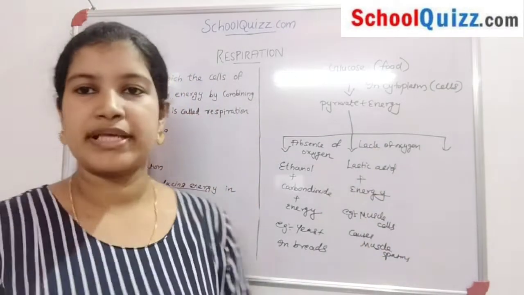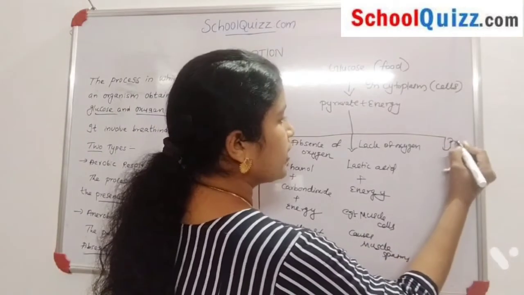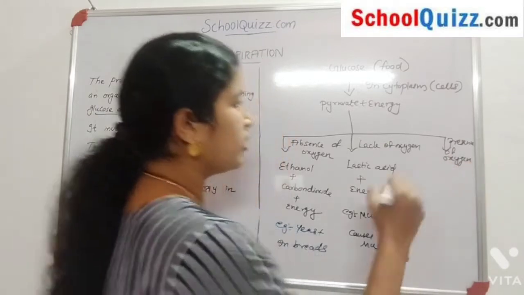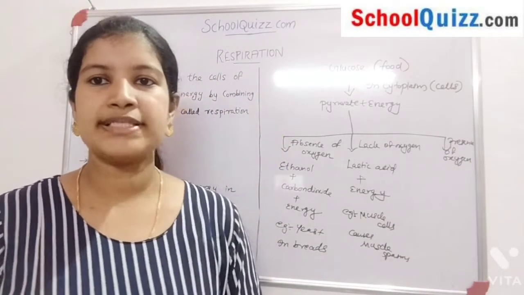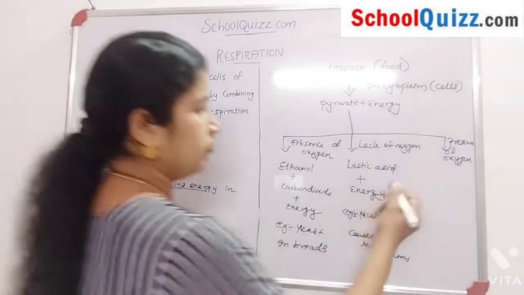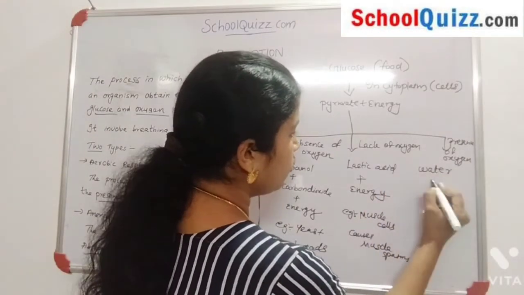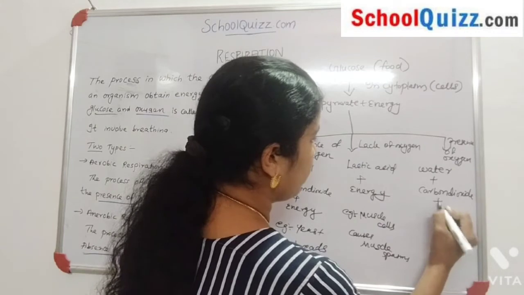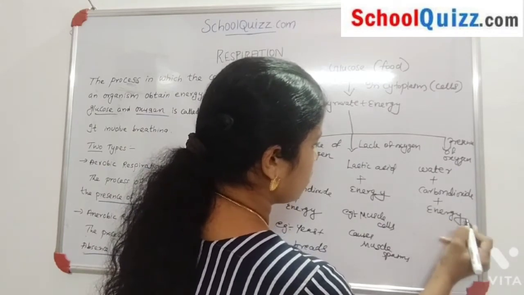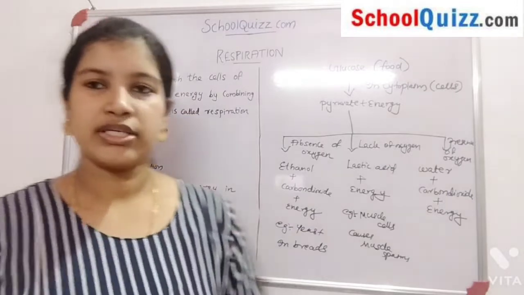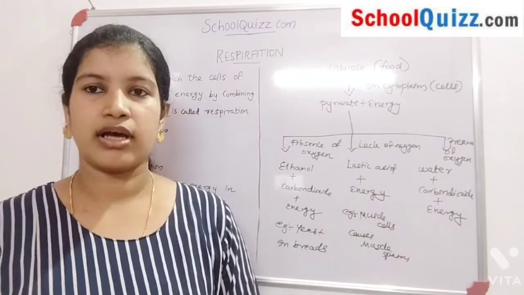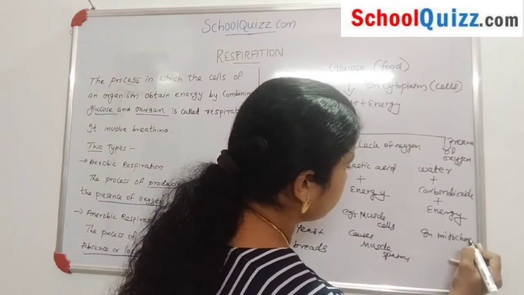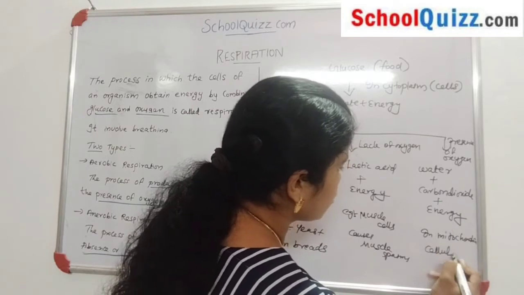Then the last one is presence of oxygen. In the presence of oxygen, the pyruvate disintegrates into water plus carbon dioxide plus energy. Water plus carbon dioxide plus energy. This is called cellular respiration and it takes place in the mitochondria. In mitochondria, cellular respiration.